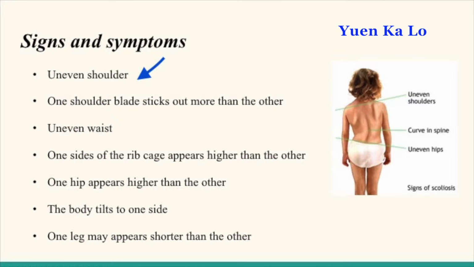There are many physical signs and symptoms of scoliosis, such as uneven shoulders, one shoulder blade sticking out more than the other, uneven waist, one side of the rib cage appearing higher than the other, one hip appearing higher than the other, the body tilting to one side, and also one leg may appear shorter than the other.